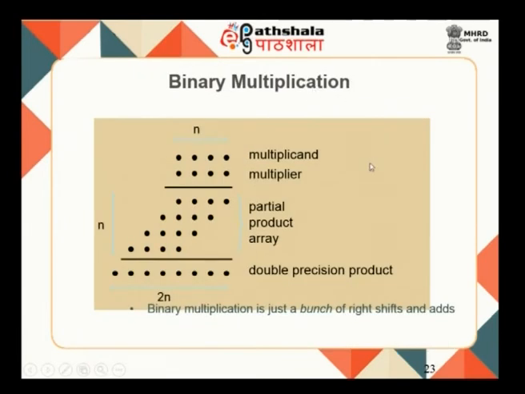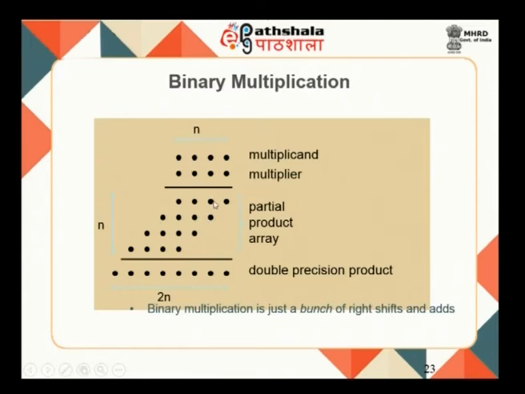The next concept that we are going to look at is binary multiplication. This is the paper and pencil method of binary multiplication. You look at the least significant bit of the multiplier, and depending on whether it is a 1 or a 0, you either replicate all zeros here or replicate the multiplicand as such. Then you look at the next bit of the multiplier. If it is a 0, introduce zeros here. If it is a 1, place the multiplicand here.